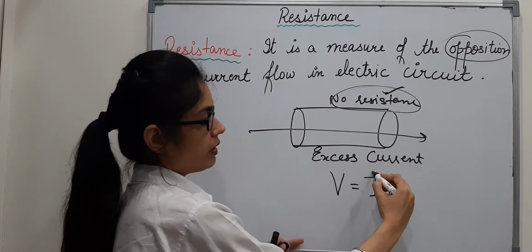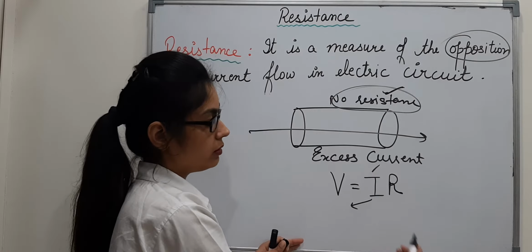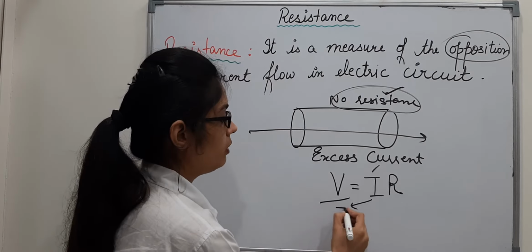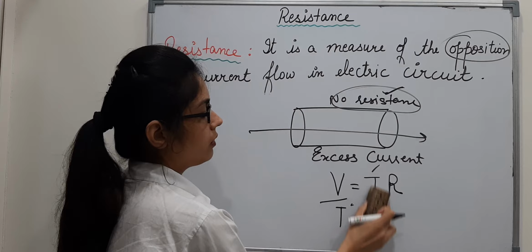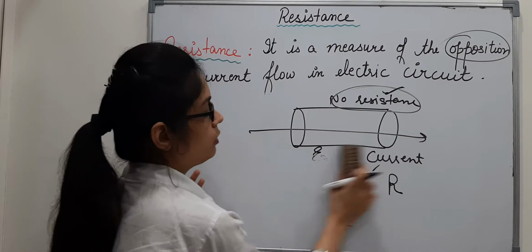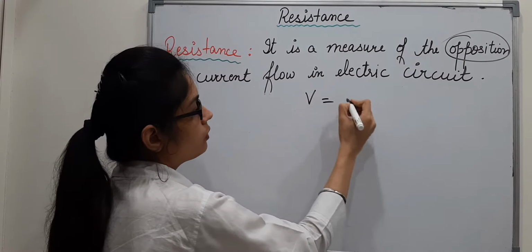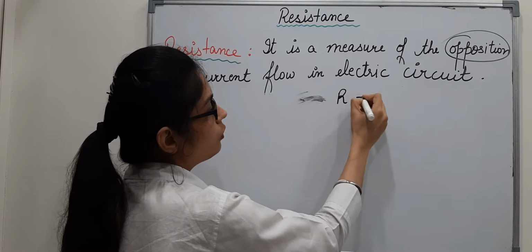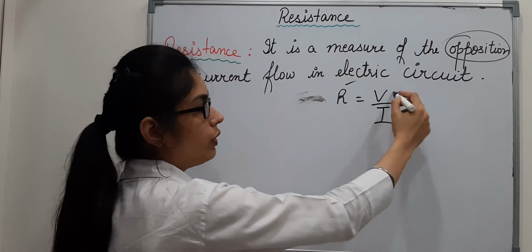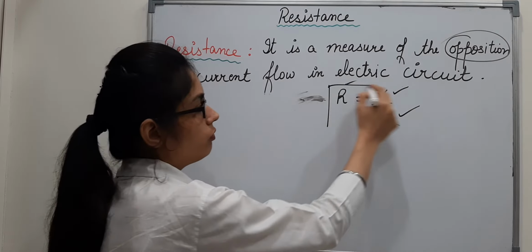According to Ohm's law, we have already got the relation that V is equal to IR. So from there, if I shift I to this side, this I is getting multiplied with resistance. On changing the side, it will get divided with V. So we will get V upon I is equal to R. So we have got the formula of resistance: R is equal to V upon I, where R is the resistance, V is potential difference and I is current.